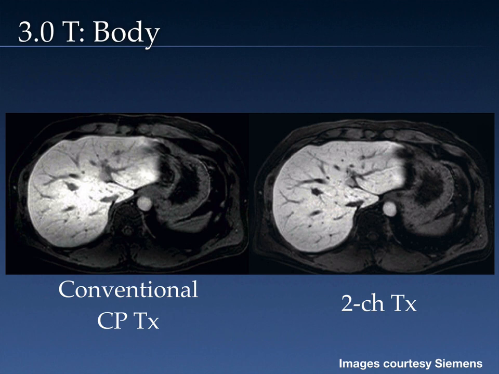Now, as I said before, the technology is primarily being utilized at field strengths of 3 Tesla or higher, and there are several benefits, one being a significant reduction in dielectric shading. And this is what you see illustrated here. On the left, the image was acquired using a conventional circularly polarized transmit coil, and the dielectric shading is obvious in the anterior part of the liver. The image on the right was acquired using a two-channel transmit coil. As you can see, the use of multi-coil transmit results in a reduction of dielectric shading, primarily due to the production of a more uniform B1 field.